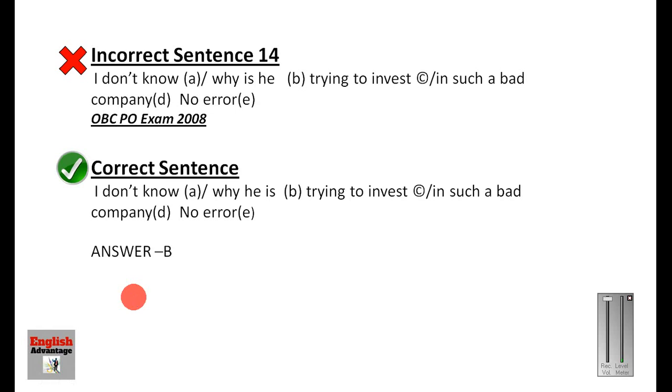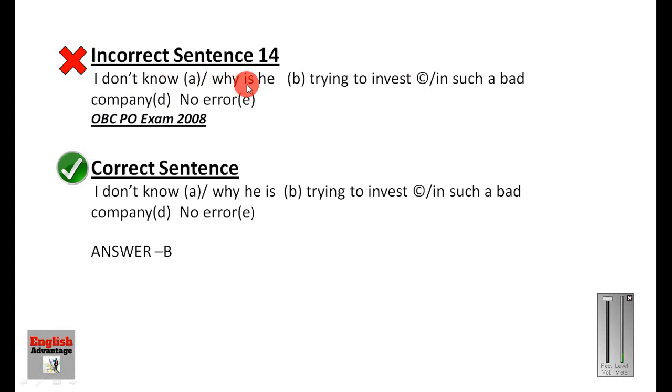Now let us see the next question. Incorrect sentence 14. I don't know why is he trying to invest in such a bad company. This question has come in the OBC Bank PO exam, and this question, as far as I know, is very, very common in competitive exams.